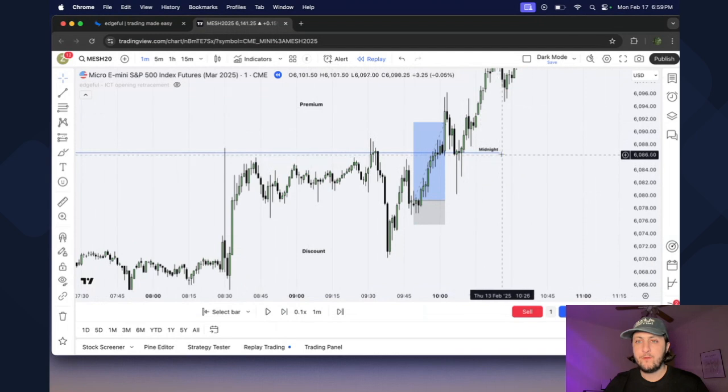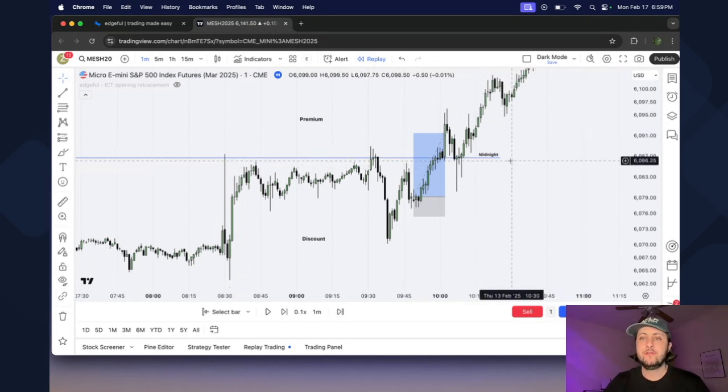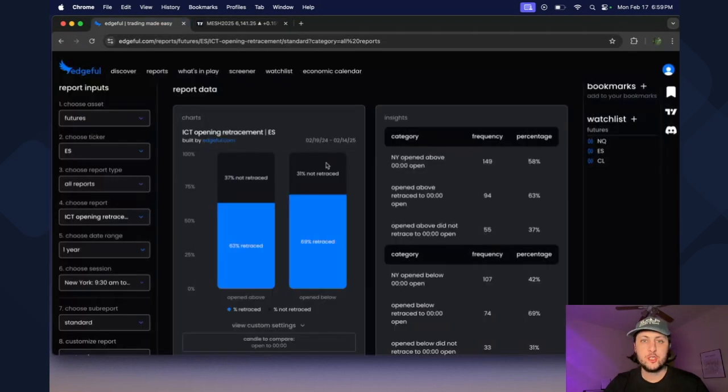If you see here, we have our midnight open price marked out. If you guys are unaware of what that is, it is the 12 a.m. Eastern Standard Time opening price. Now, this is going to be the key on how we determine bias. And we're going to go over statistical data with Edgeful to showcase it.